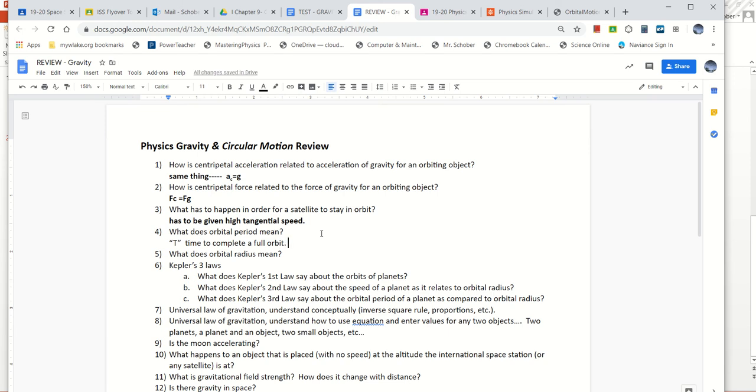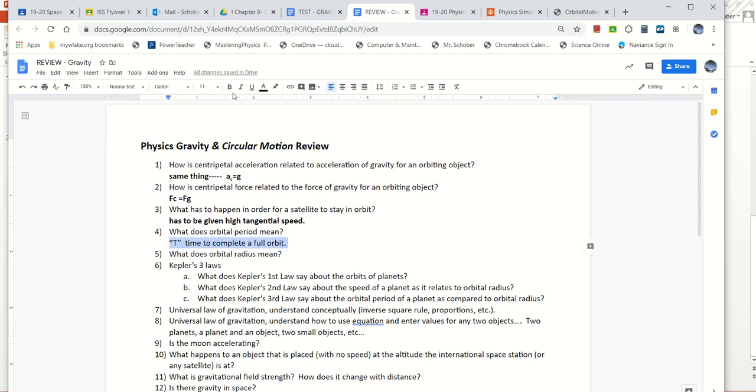For say the Earth as a satellite around the sun, our orbital period would be 365 days. The orbital period for the International Space Station is about 90 minutes. So it completes about 18 orbits a day at that rate, right? So that's what orbital period means. And remember, orbital period would increase with distance, with radius.